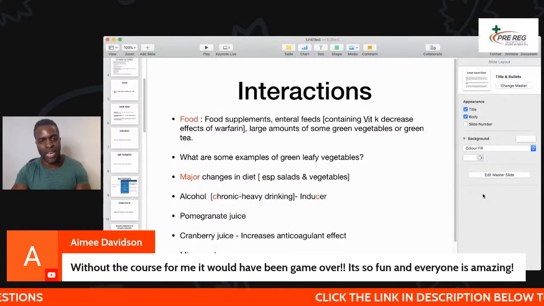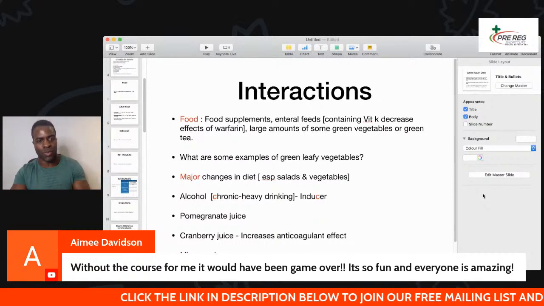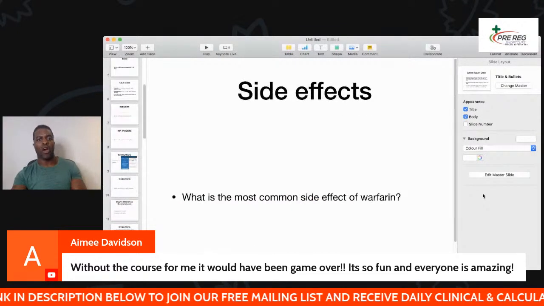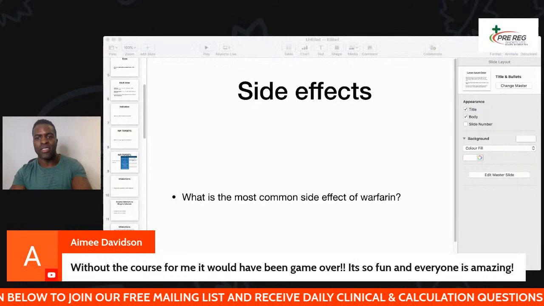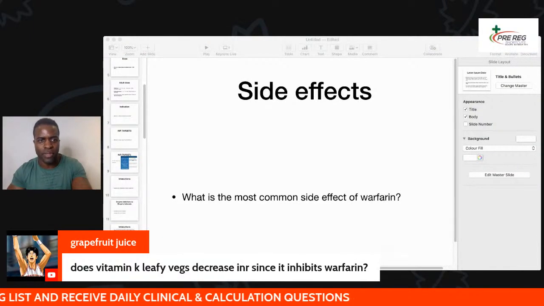The list is not exhaustive, as you know, because all those enzyme inhibitors and inducers that you mentioned interact with warfarin. But these are the ones that you tend to see a lot in exam questions. Okay, so what are the most common side effects of warfarin?